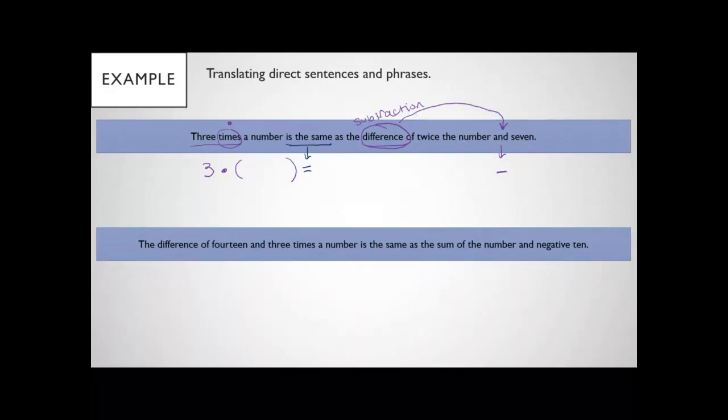Now I'm going to start filling in my blanks here. I'm going to go to the left again. I've got 3 times, and then I've got a number. So I'm just going to use n to fill in that blank.